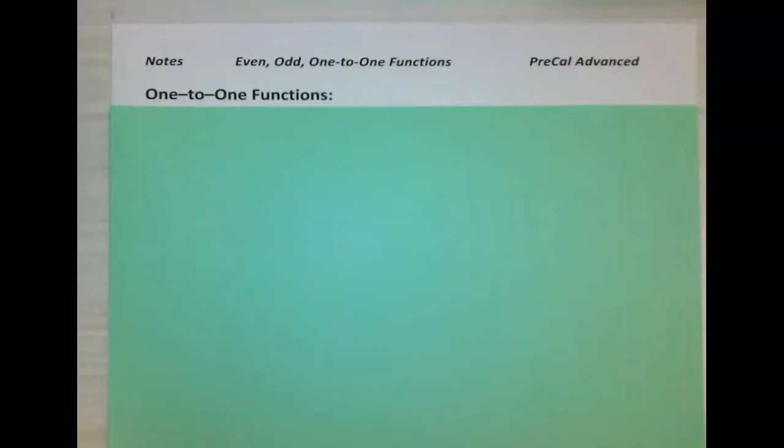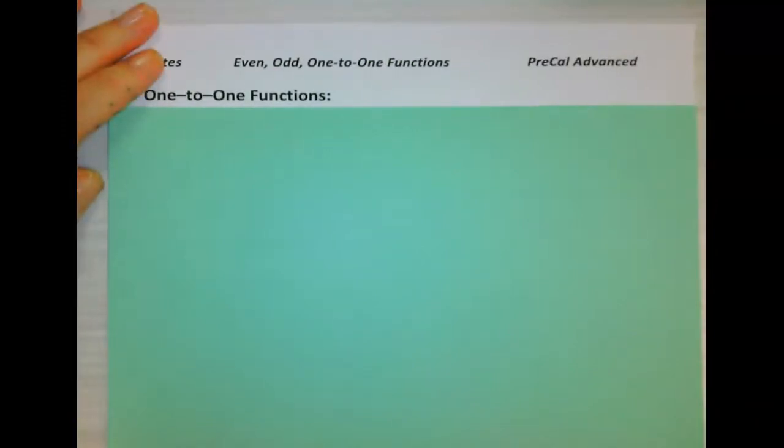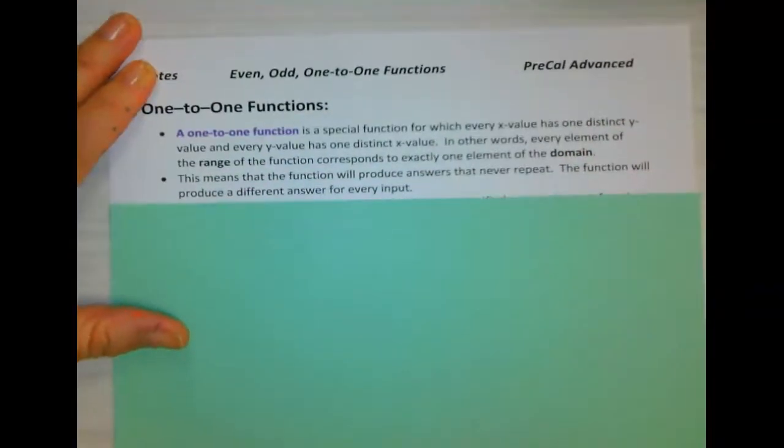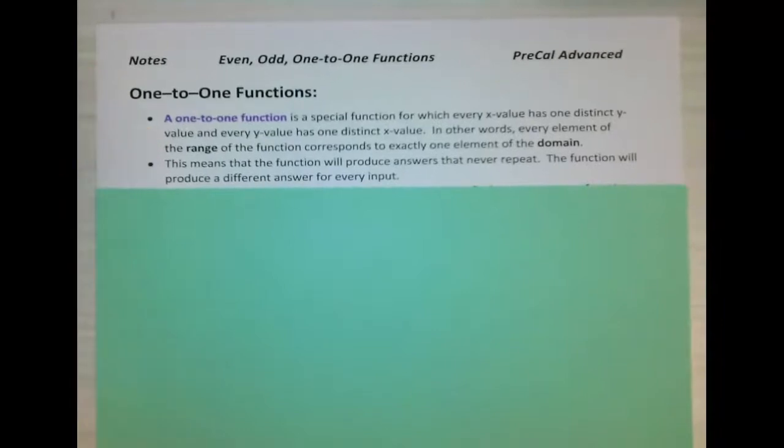The last thing I want to go back over from Algebra 2 is what it means to be a one-to-one function. When we're looking at one-to-one functions, there's a lot of things to think about, but basically the definition says that for it to be a one-to-one function, every x value has one distinct y value, and every y value has one distinct x value. In other words, every element of the range of the function pairs with only one element of the domain.